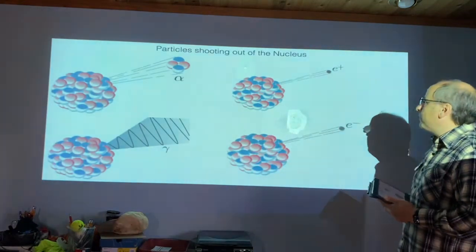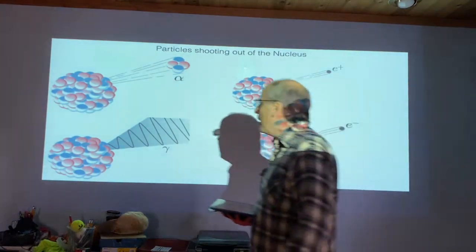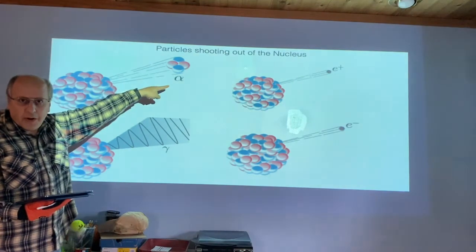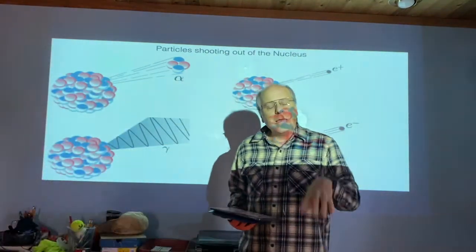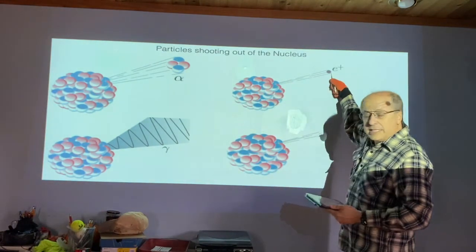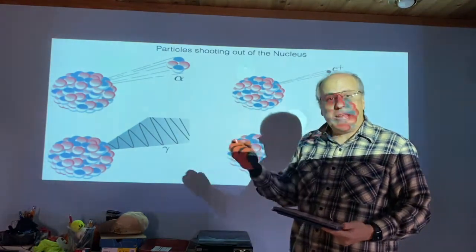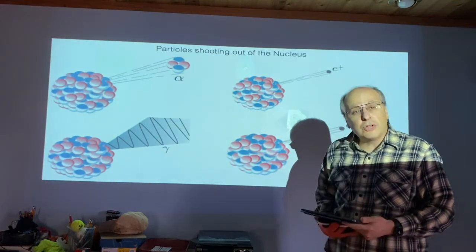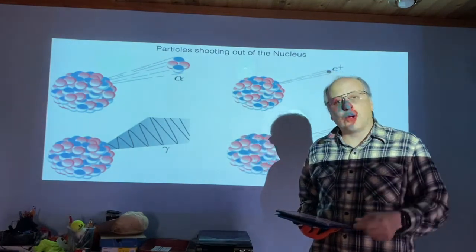I want you to remember the 4 different ways that we could have particles shoot out. This happens with big nuclei, and they shoot out alpha particles. This makes the whole nucleus a little bit smaller and more stable. We have beta positive, where a positive electron, a positron, a kind of antimatter, shoots out of the nucleus. This happens when a proton turns into a neutron. This happens with things that have too many protons.